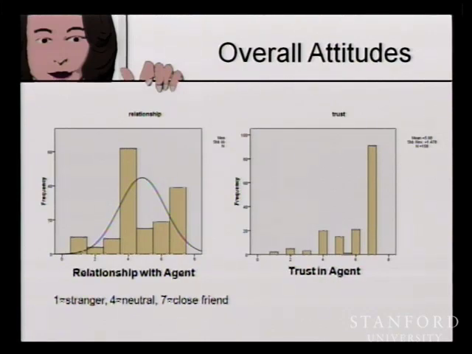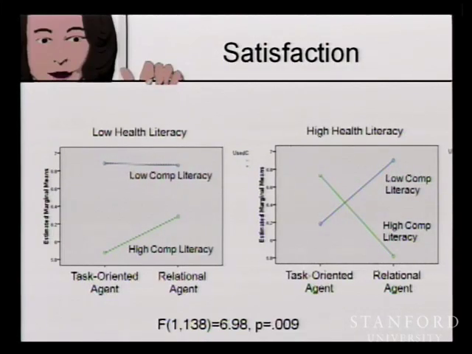This is felt relationship with the agent from stranger to friend. It is significantly greater for individuals with low health literacy than high health literacy. High levels of trust. But when we started looking at health literacy, computer literacy also, what we found was we saw the highest scores for those with low health literacy and low computer literacy. So this is satisfaction across the board. And the lowest scores were those with high health literacy, high computer literacy, especially with the social agent.